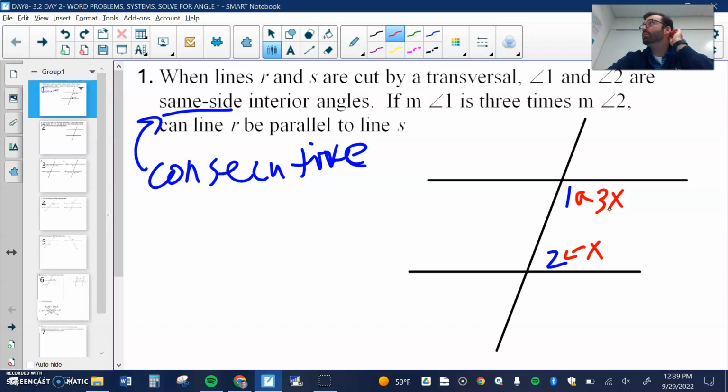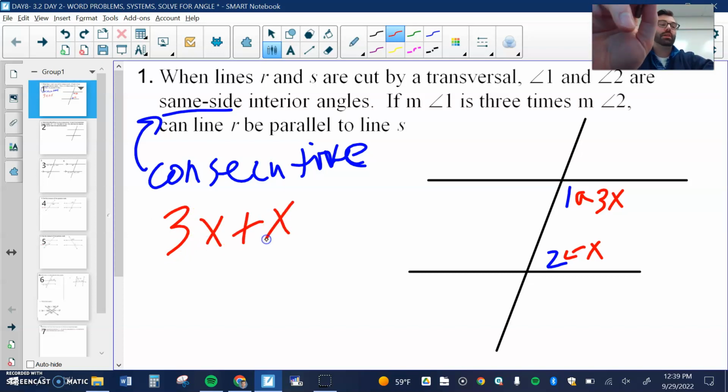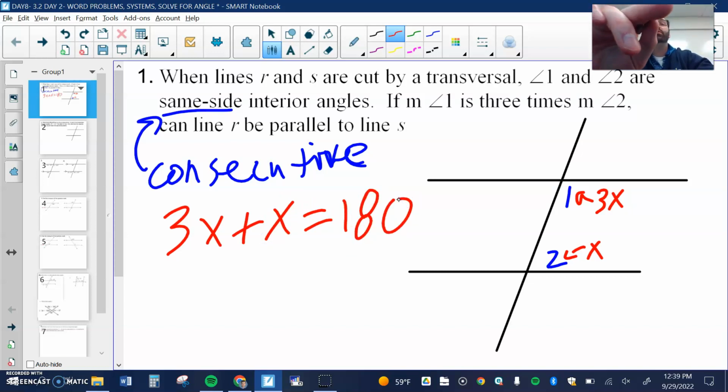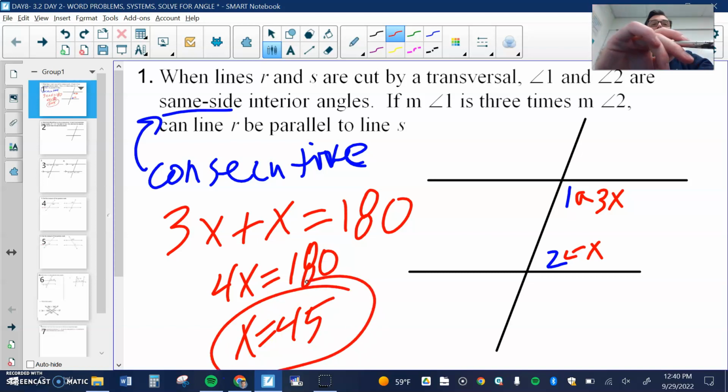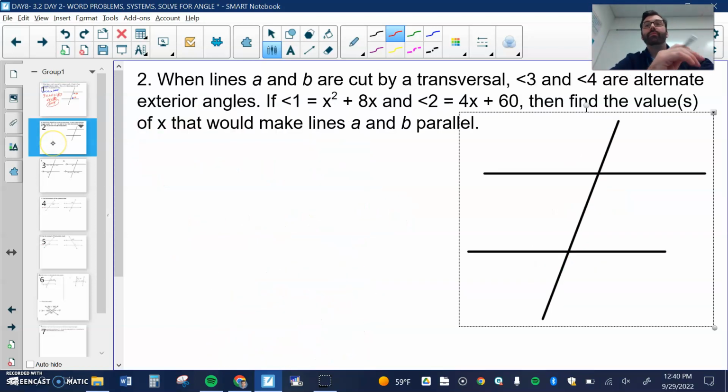Yesterday we talked about consecutive interior angles. We had alternate interior angles and consecutive interior angles. Consecutive interior angles are either supplementary or congruent. In this case, they're going to be supplementary. So I'll take my two angles, 3x plus x, and set it equal to 180. 3x plus x, I get 4x equals 180. So x equals 45. There we go. That was number 1. Check.